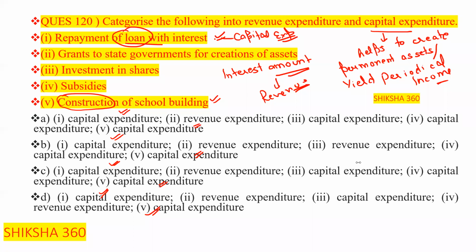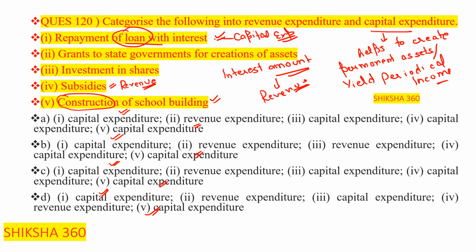Now move to the next case, that is subsidies. What comes under subsidies? Subsidy is an expenditure of the government, and that is revenue expenditure, because it does not help to create any asset. That is revenue expenditure.